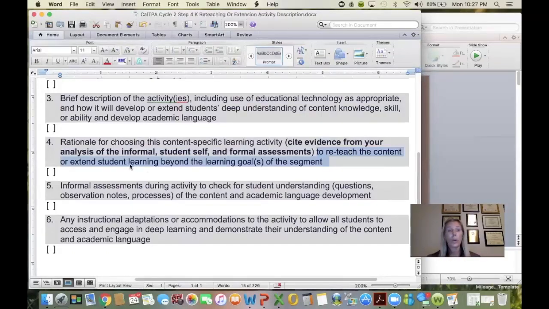You're either reteaching or you're extending the learning. You need to decide which way you're going, so you want to be very explicit. You want to cite your references and say, this is why, this is what it is, and here's the rationale, here's why I'm doing it.